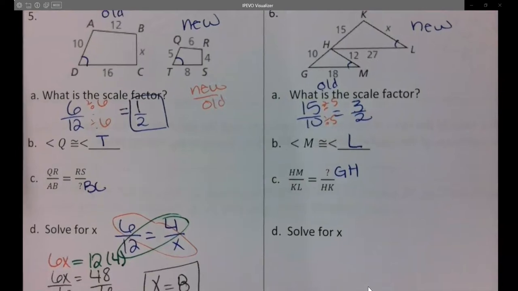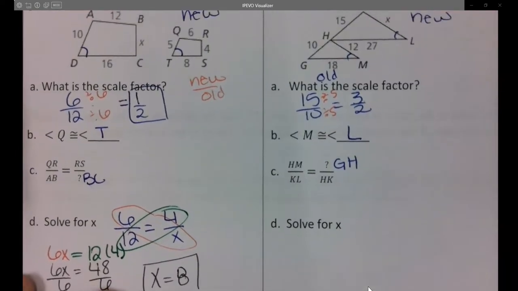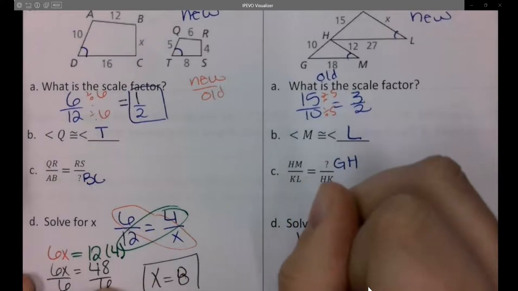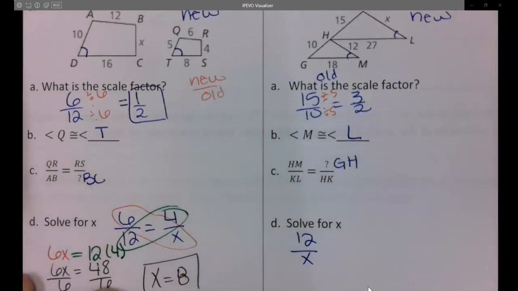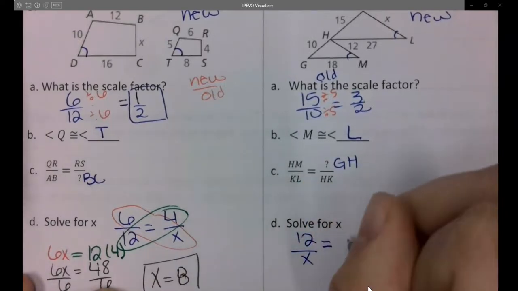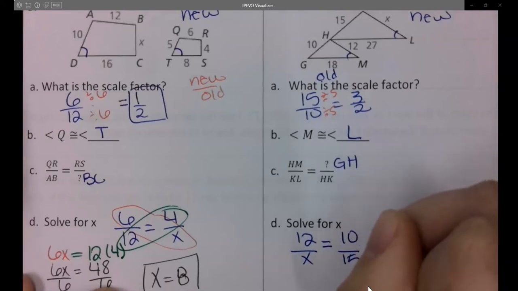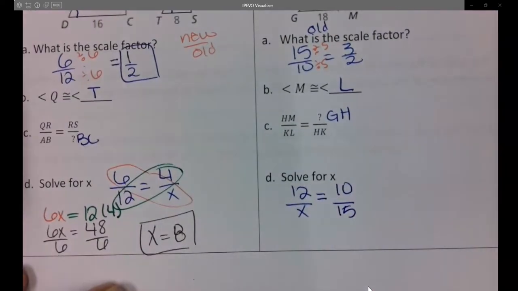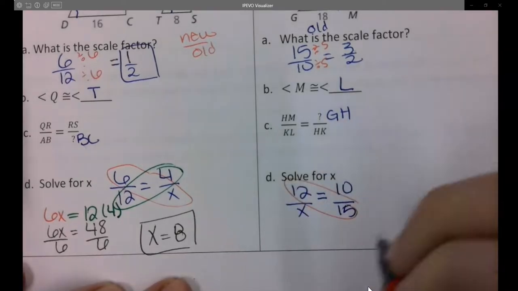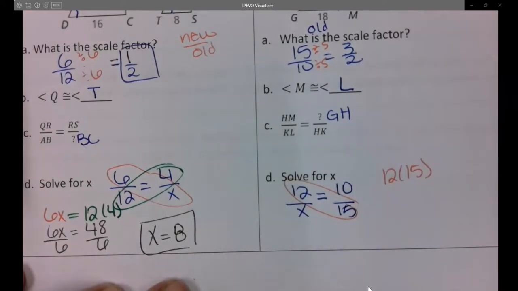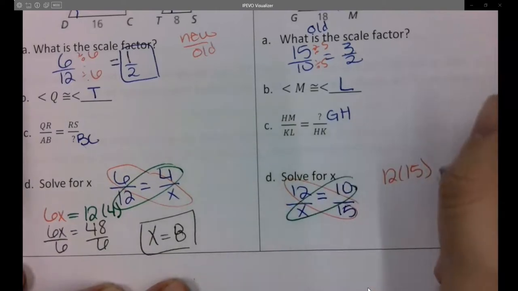Then I want to go ahead and solve for x, so I'm going to set up my proportion, plugging in my values. HM was 12, KL is x, GH is 10, and HK is 15. So I want to go ahead and set that up. Now I can go ahead and cross multiply. So I'm going to have 12 times 15, and then I'm going to do 10 times x.